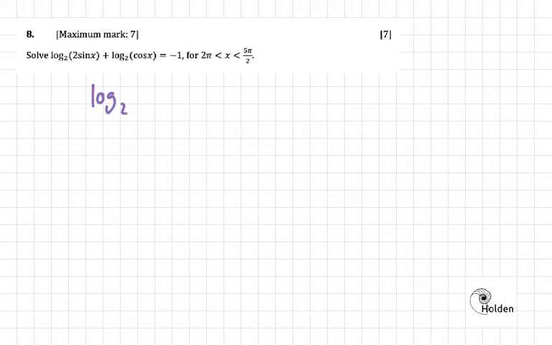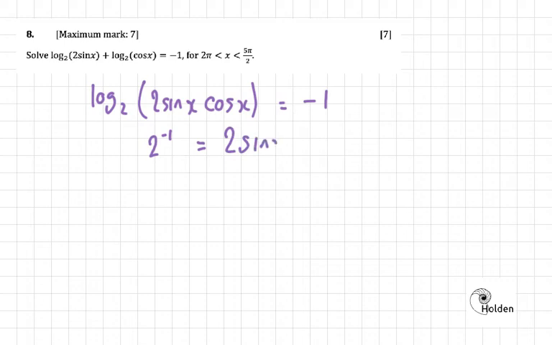So let's go log to base 2, and if we're adding logs, we can multiply the values. So we end up with log base 2 of 2 sine x cos x, and that's equal to minus 1. We can also state that 2 to the minus 1 is therefore equal to 2 sine x cos x. But now we're into the double angle identities, and let's go for half is equal to sine of 2x. So from that, we should be able to state that 2x is equal to pi by 6.